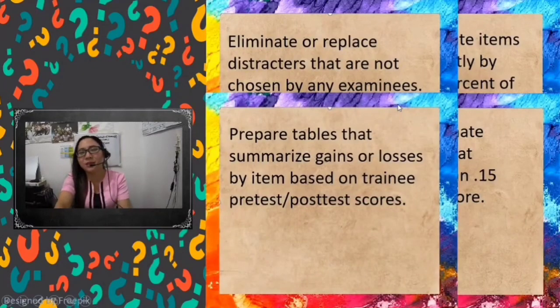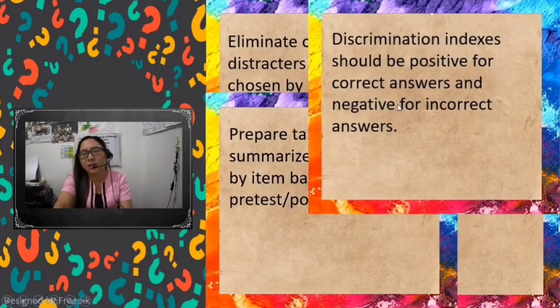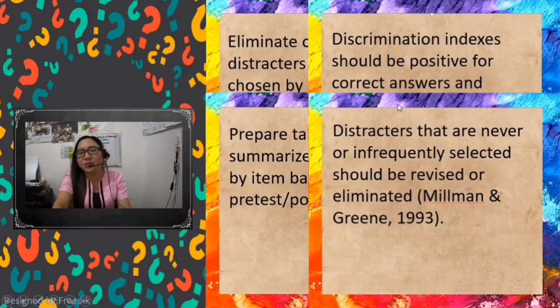Next is prepare tables that summarize gains or losses by item based on trainee pretest and post-test scores. So we're going to make it per item, with tables for us to be able to see the trainee pretest and post-test, so we can get a comparison. Next, discrimination indexes should be positive for correct answers and negative for incorrect answers. Distractors that are never or infrequently selected should be revised or eliminated. That is according to Millman and Green. Those distractors that are never selected by the examinees or test takers should be eliminated. You're going to change the options.